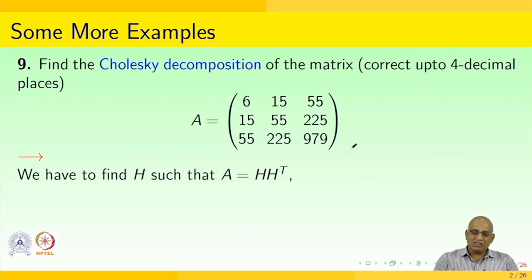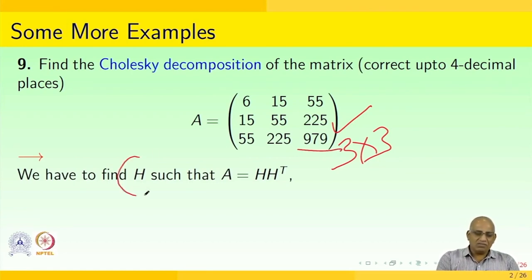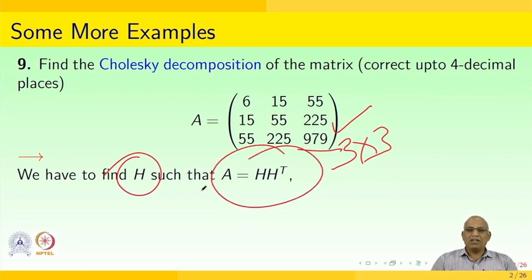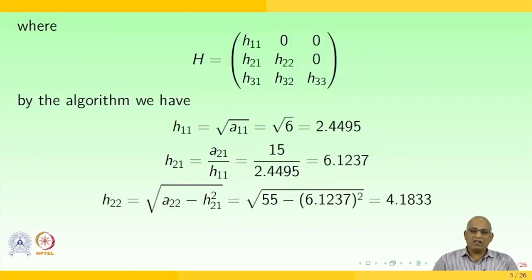I have been given a 3 by 3 matrix, that is, the first row is 6, 15, 55, the second row is 15, 55, 225, the third row is 55, 225, 979. We have to find H such that A is equal to H times H transpose, where H is given by H11, 0, 0, H21, H22, 0, H31, H32, H33.